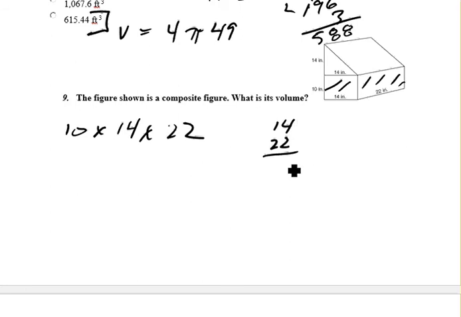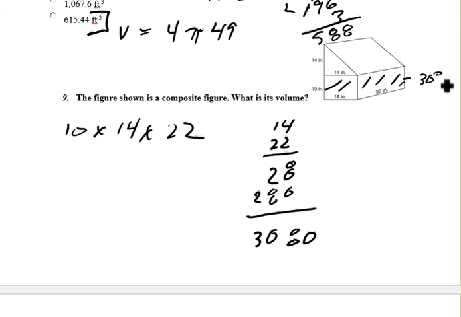2 times 4, 8. 2 times 1, 2. Placeholder. 2 times 4, 8. 2 times 2, 4. So 308 times 10. Boom. The volume of this rectangular part is 3,080. Okay, now we got to do the volume of this, and it'll just be 1/2 times 14 times 14.